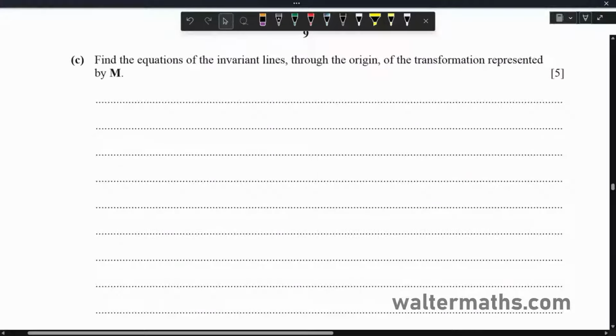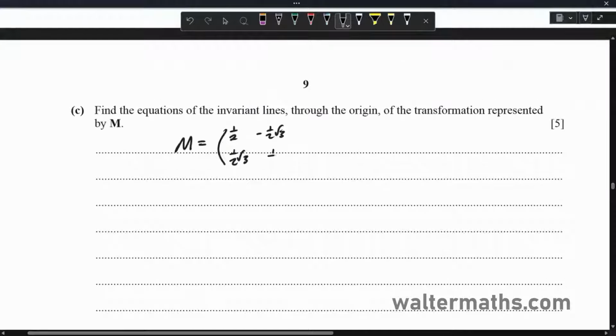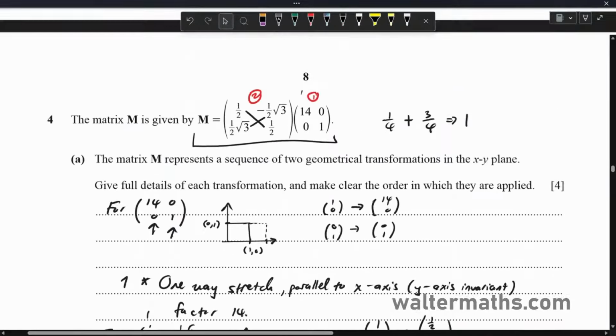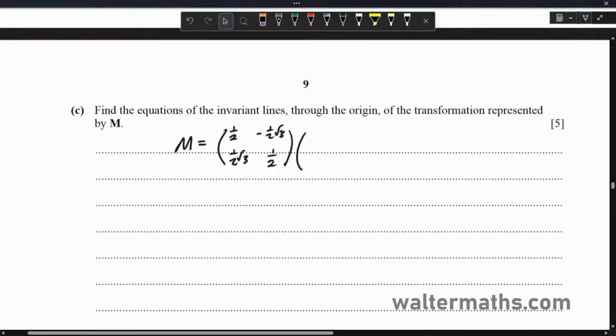They say find the equations of the invariant lines through the origin of the transformation represented by M. Okay, so M is the product of the two matrices. The first matrix is a half, minus a half root 3, a half root 3, and a half. The second matrix is 14 0 0 1. So we have 14 0 0 1.